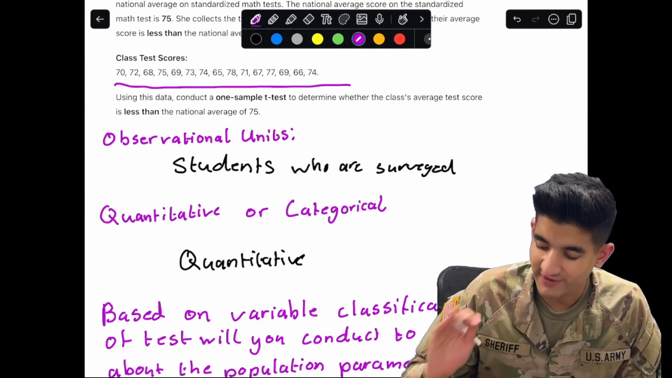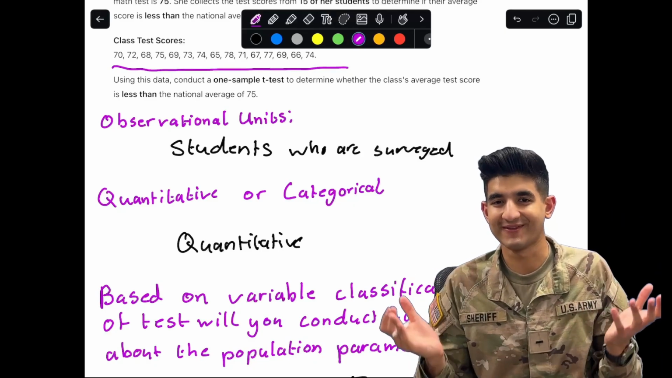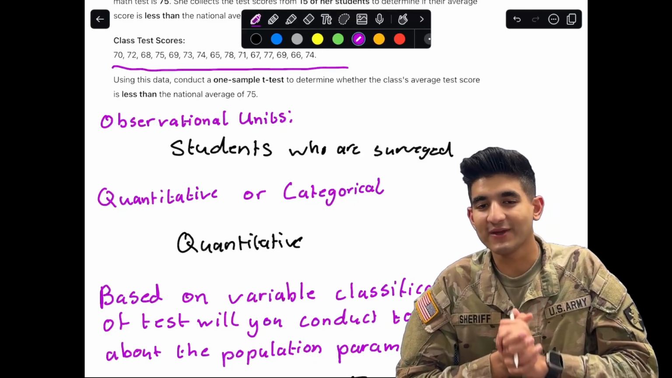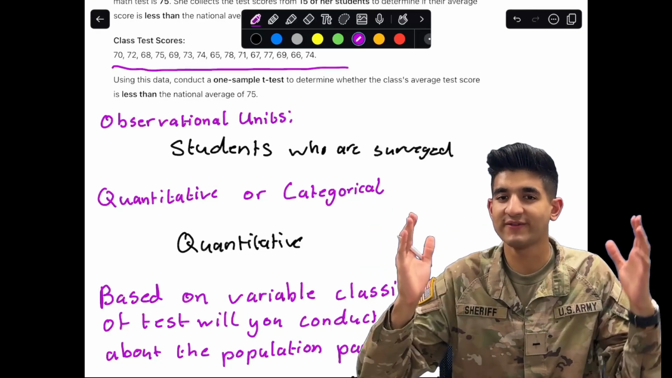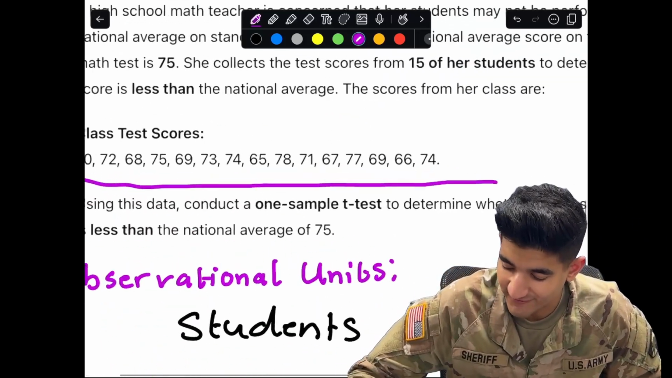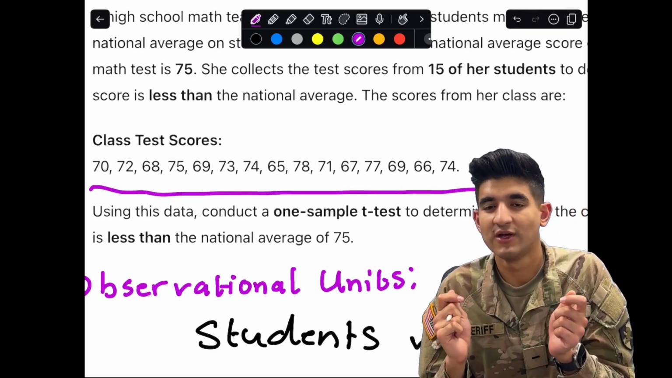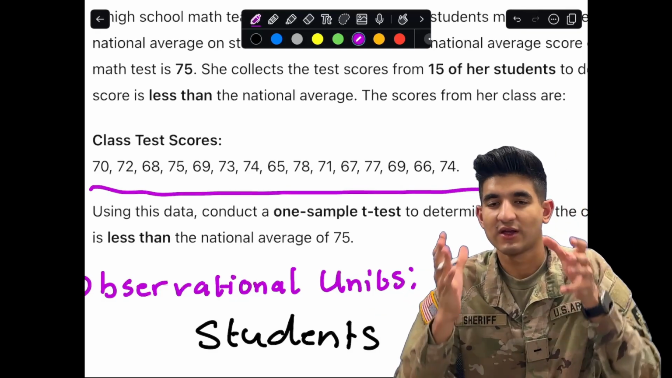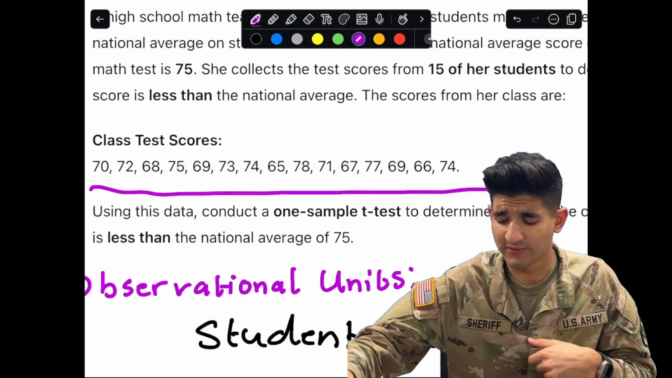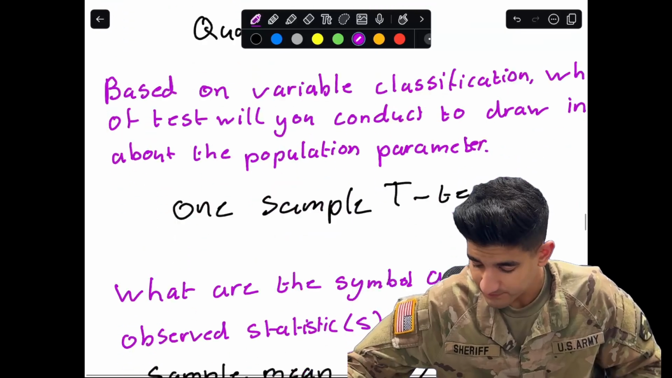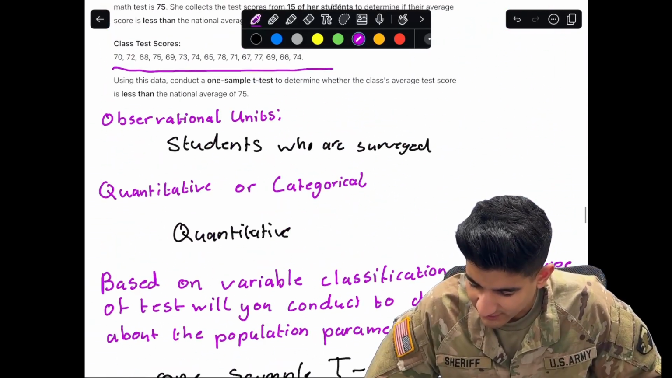Now, quantitative or categorical. This is going to be quantitative, and this is really where the magic happens with these types of problems. Quantitative means that your data is arranged, like heights, weights, and in this case, scores. Categorical would be yes, no, 1, 0, preferences type thing. Quantitative uses numbers and a range of numbers, so that's what we're getting here. So we now know it is quantitative.